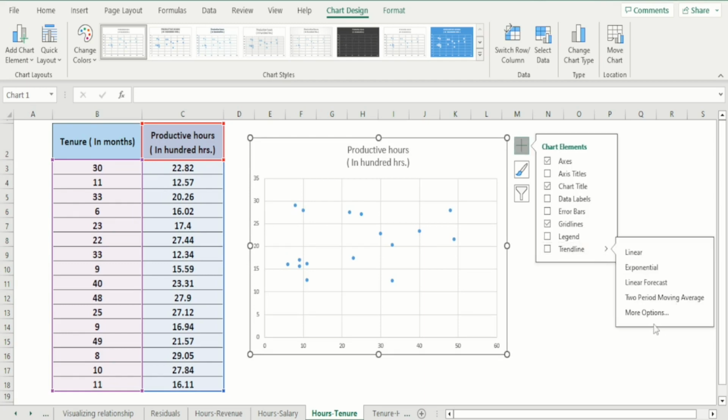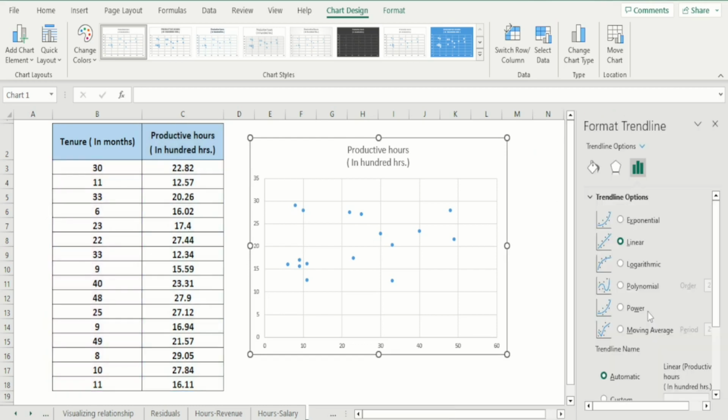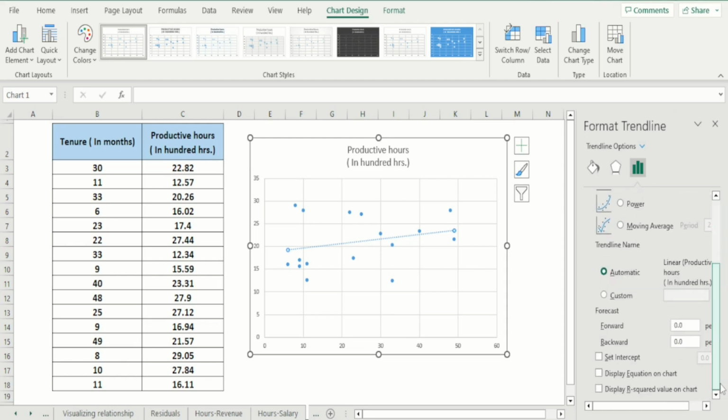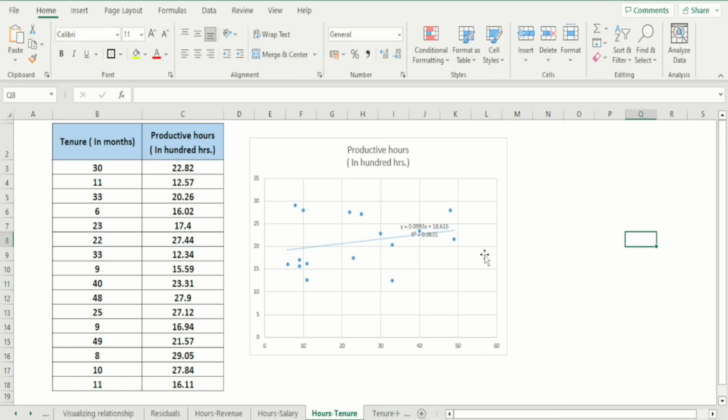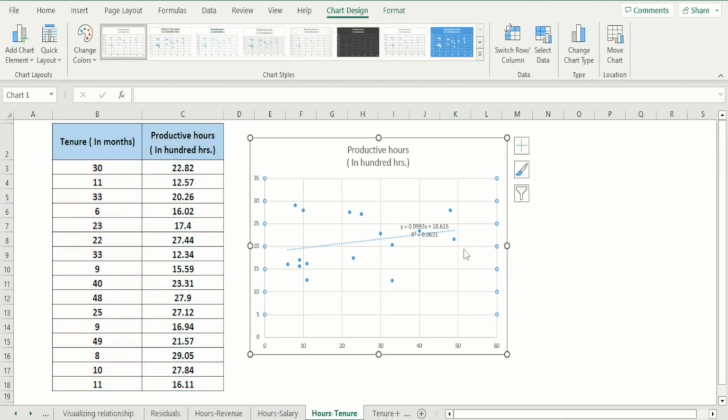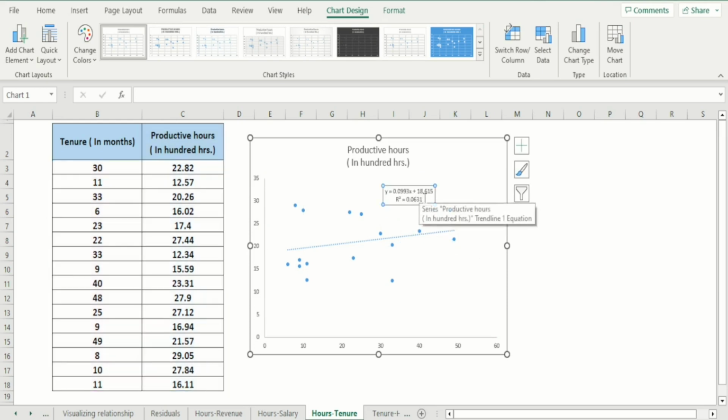Within trend line, choose the option for more options, and the trend line option here is linear, which is what we are interested in, at least in the context of the current study, and display equation and display R square value on chart. So there we are. Let's just remove the grid lines. It'll make it easier for us to see some of the information there. And here's the font.